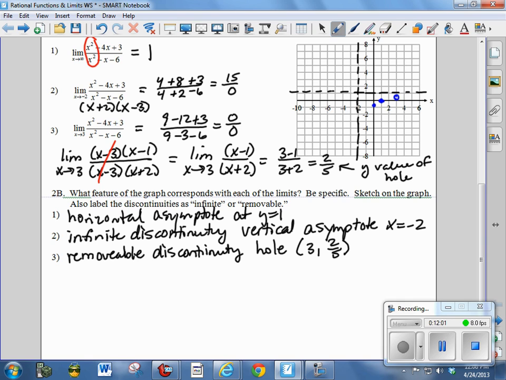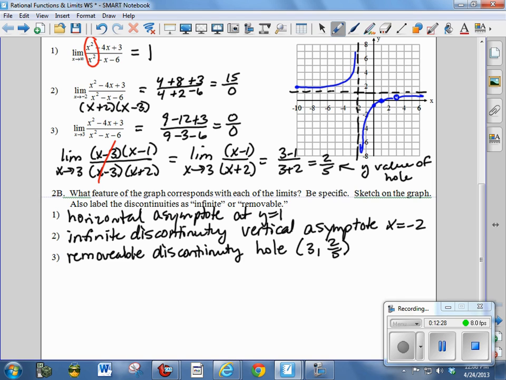Then I just need to pick a point over here. If I put in negative 10 here, the numerator would be negative and the denominator would be negative, so it would be a positive number. In fact, that would be negative 11 over negative 8, which is bigger than 1, which means I'm going to be up here somewhere. So this part of the graph would be up like that.